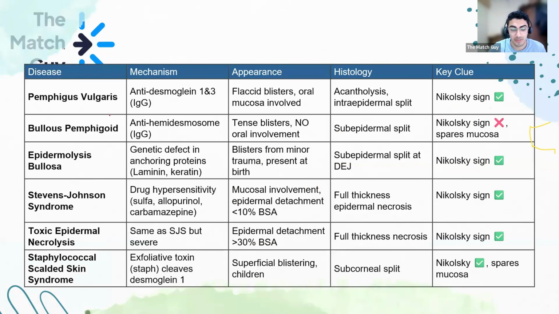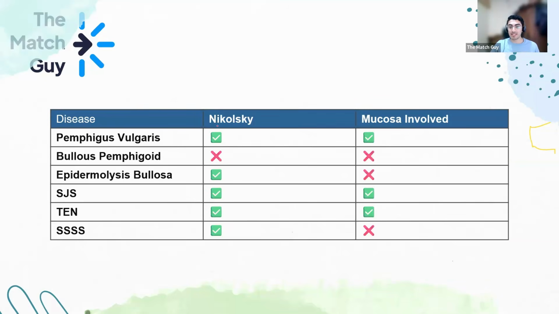So this is a table differentiating between all the bullous diseases. And this is another table differentiating between them based on the Nikolsky sign and the mucosal involvement. The only bullous disease here that is Nikolsky negative is bullous pemphigoid. The blisters are very tense and very hard to rupture. The diseases with mucosal involvement are pemphigus vulgaris and Stevens-Johnson syndrome, which is basically toxic epidermal necrolysis. Is that clear?